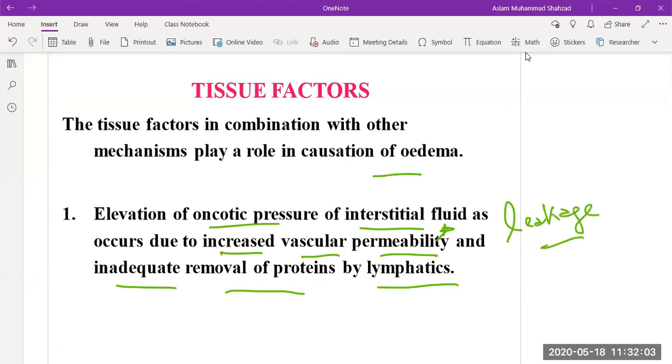And why does leakage occur? Because of inflammation or inflammatory mediators such as leukotrienes, or for example histamine, and that results in increased permeability or increased leakage. It is also an important factor in causing edema. Or they mention this inadequate removal of proteins by the lymphatic system. It means that the lymphatic system is not working properly and not clearing the proteins adequately. So it is another important factor.